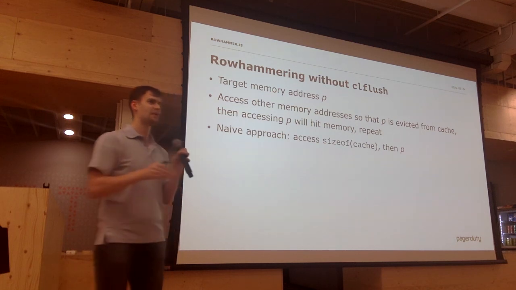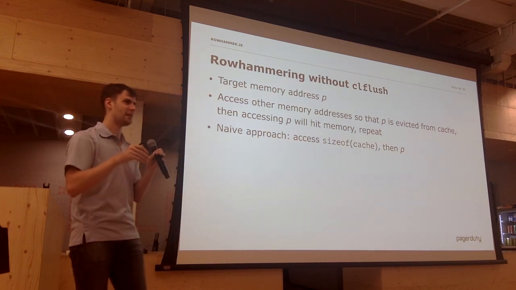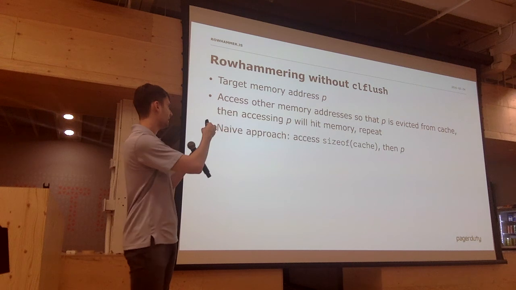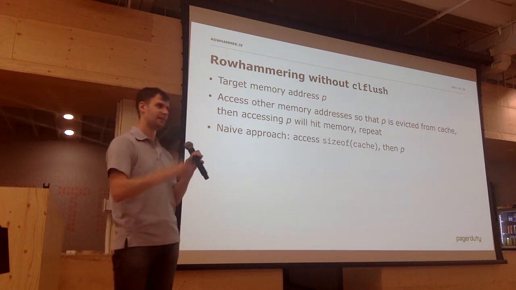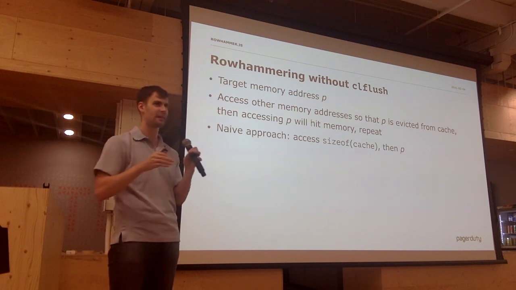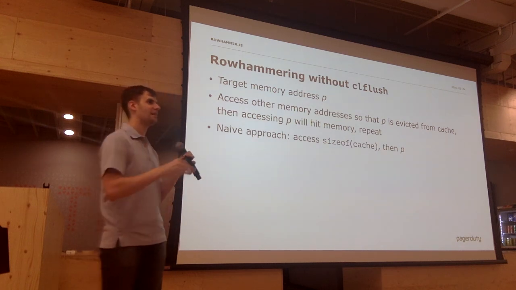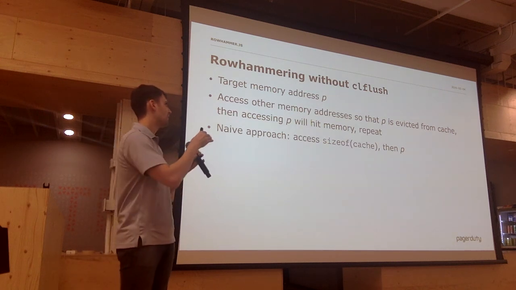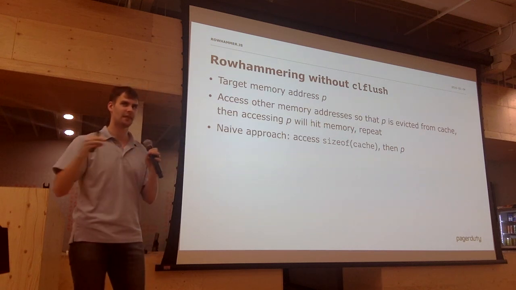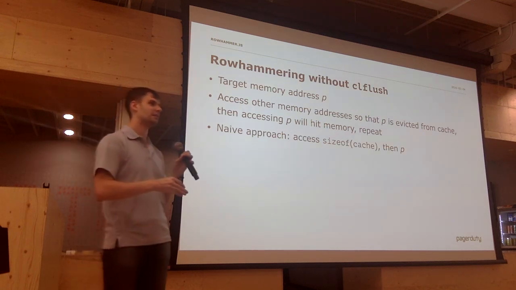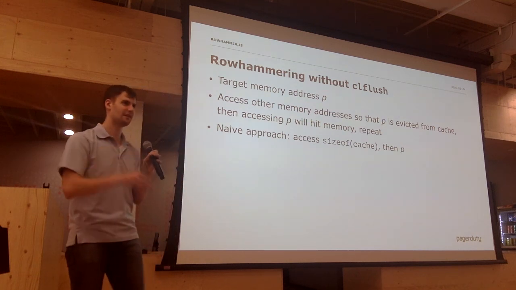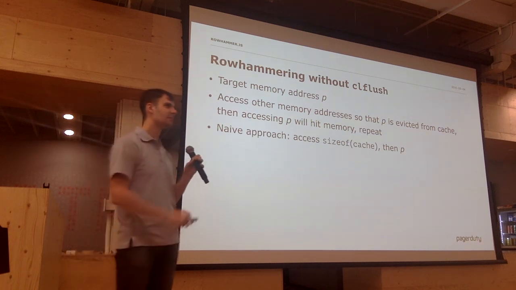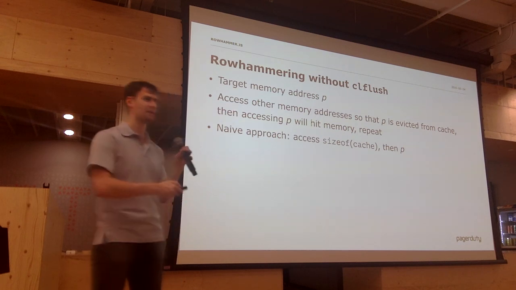And remember that you're racing against the refresh rate. So you have to access the underlying memory, that address key, enough times within one refresh rate, usually like 64 milliseconds or something like that, enough so that it will flip a bit. So if you're reading a ton of other memory in between, you're not going to be able to do it fast enough. You're not going to be able to hit that target address enough times to get it to flip. So you have to come up with a better way of doing it, some way faster.